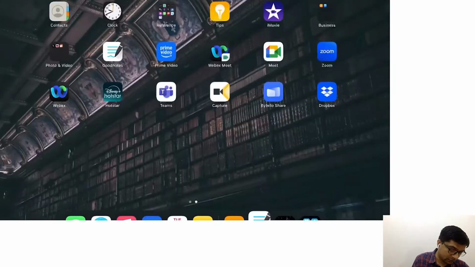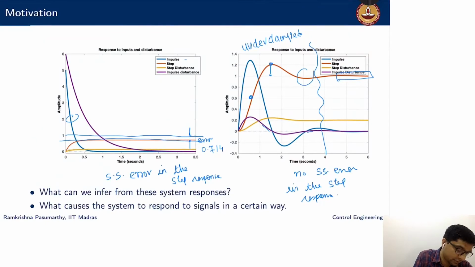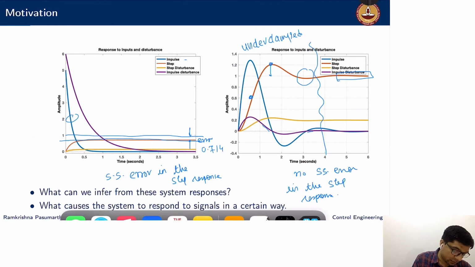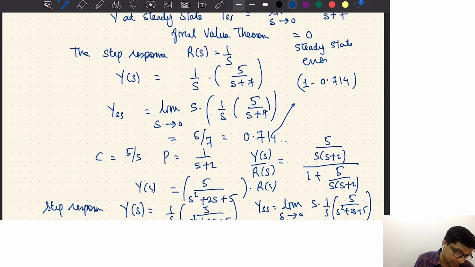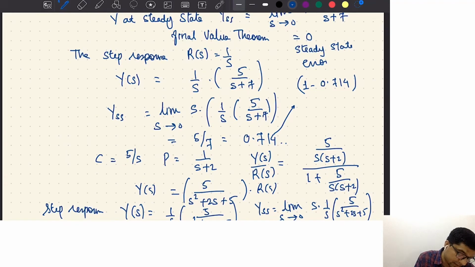Okay, that's what also my plot says, right? So I get a steady state value of 1. So in the first case, I see a steady state error here of 1 minus 0.714, whatever is the number. In the second case, I say that the steady state error, I just use the abbreviation ESS, is just 0.